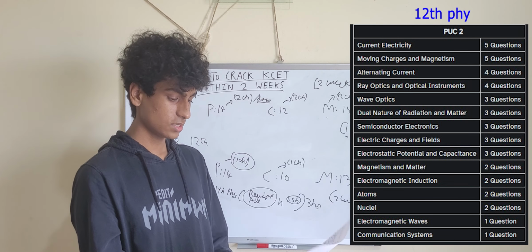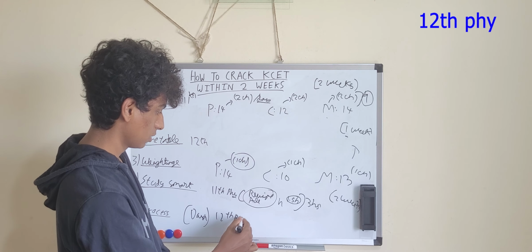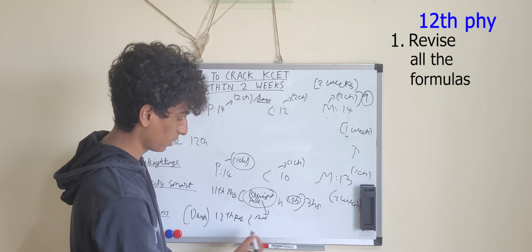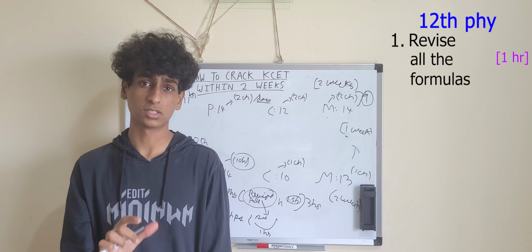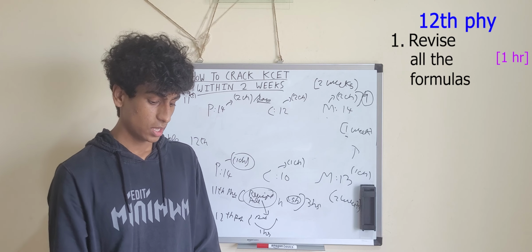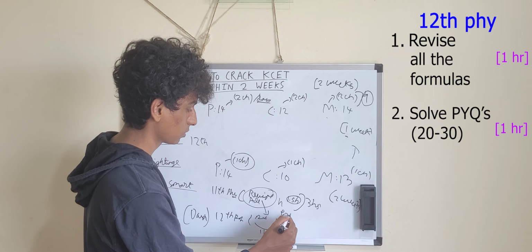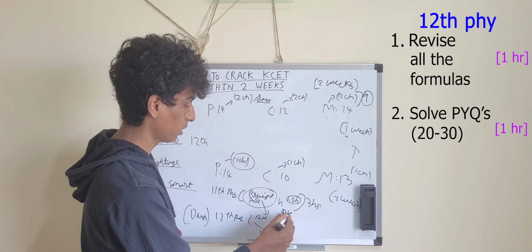That's for 12 physics. You need to revise everything. That will take you 1 hour because I'm telling you, watch really small one shots because you don't have that much time now. And another hour you need to spend on PYQs. Understood? Previous year questions you should be doing in the other hour.